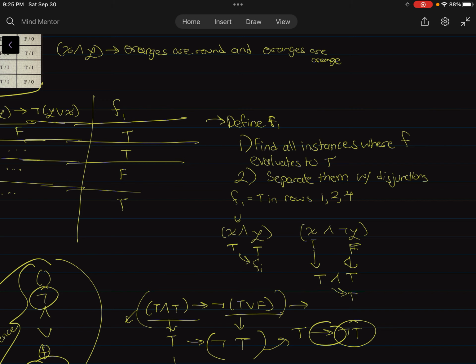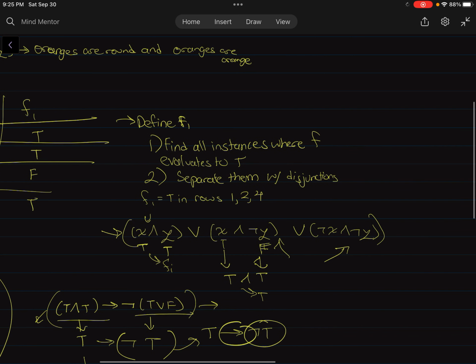In row 4, we've got not x and not y, since both are false. And yeah, so in row 1, this evaluates to true. In row 2, that evaluates to true, and row 4, that evaluates to true. So now we can just separate them with disjunctions, and there we go. We've solved the problem. This is the definition of f of 1. This is what f of 1 equals, right?